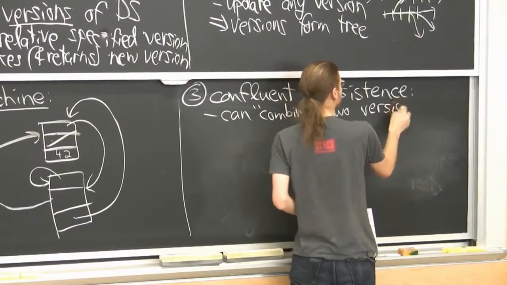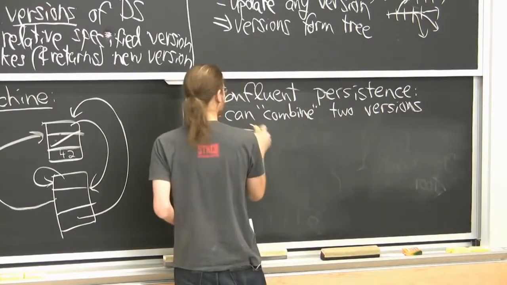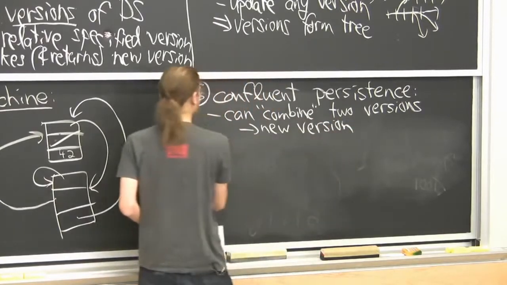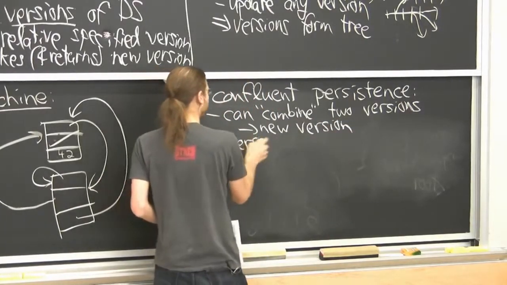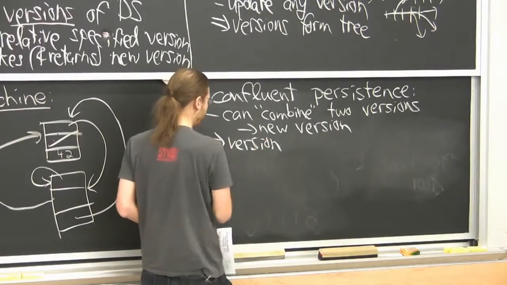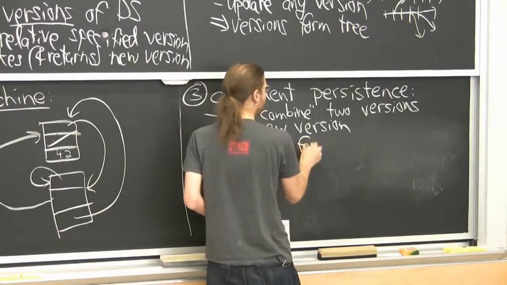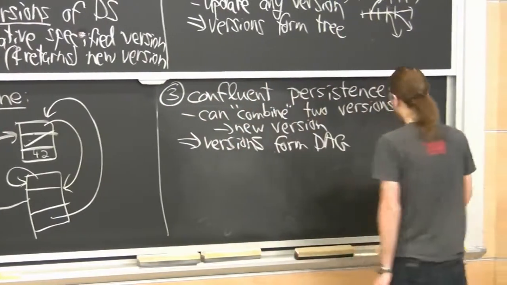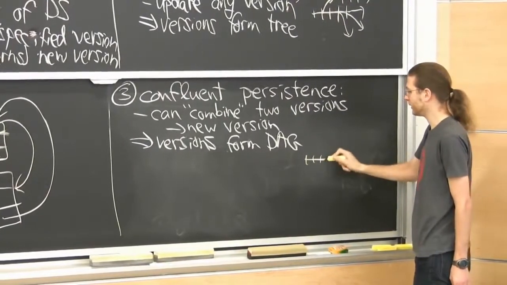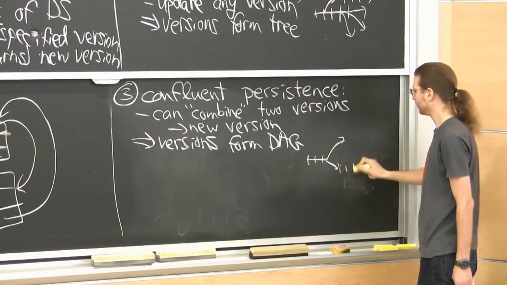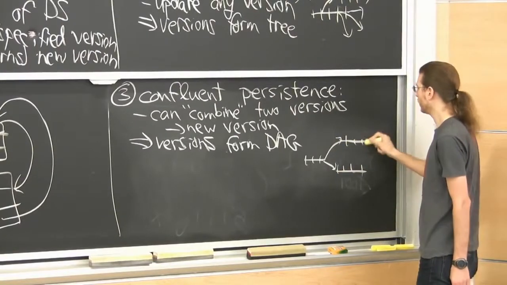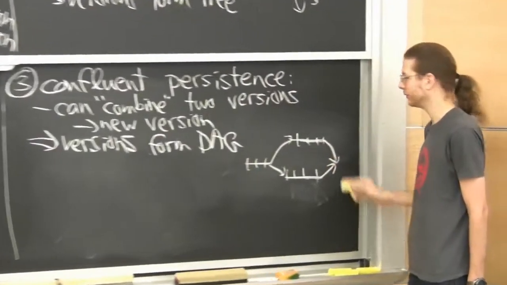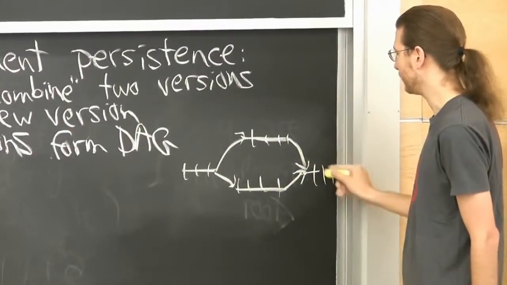to create a new version. And in this case, again, you can't destroy old versions. In persistence, you never destroy versions. So now the versions form a DAG, a directed acyclic graph. So now we're allowing, okay, you make some changes and branch your universe, make some more changes. And now I can say, take this version of the data structure and this version and recombine them, get a new version, and then maybe make some more changes.